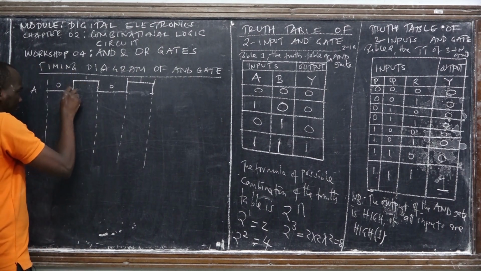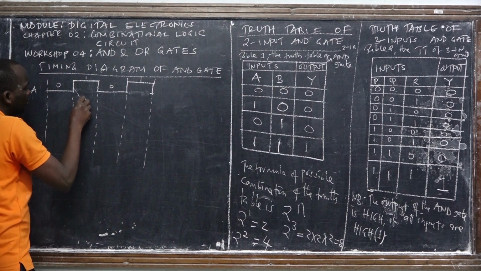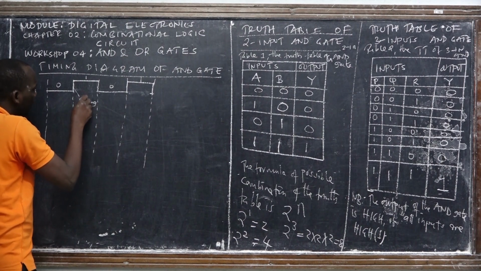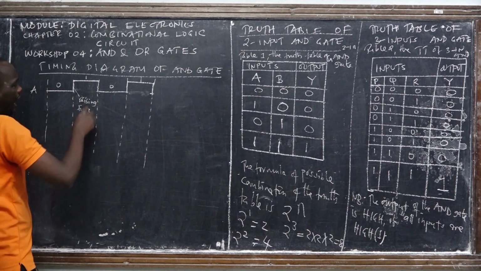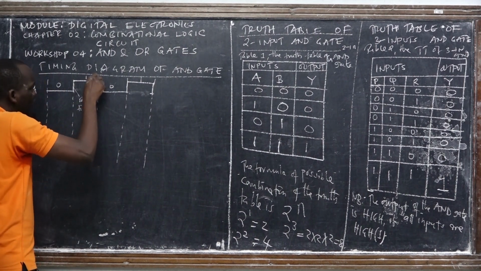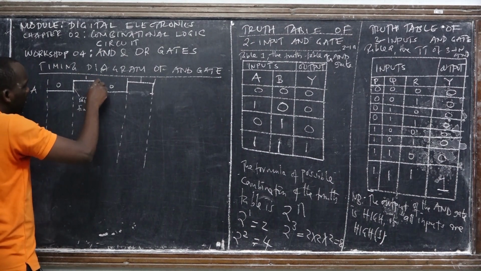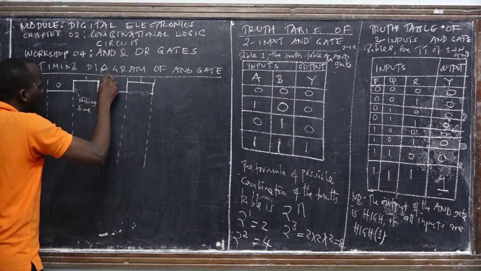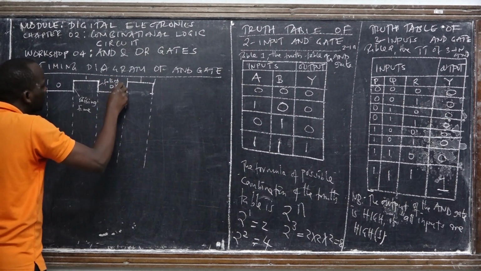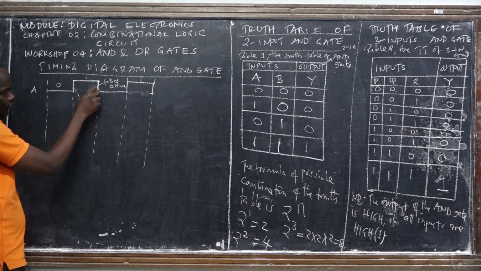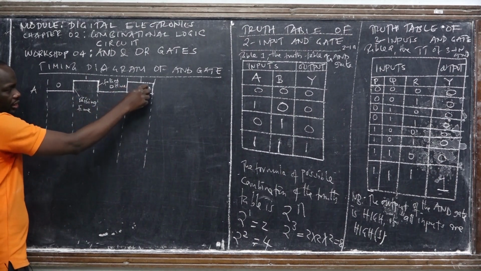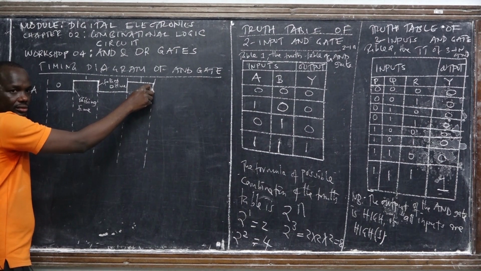When the signal is rising from this point, this is the point we call rising time. Say rising time. And then when the bit is falling from the high state to the low state, at this point we have a time we call falling time. Say falling time. So this is rising, this is falling. This is rising, this is falling. Are we together?